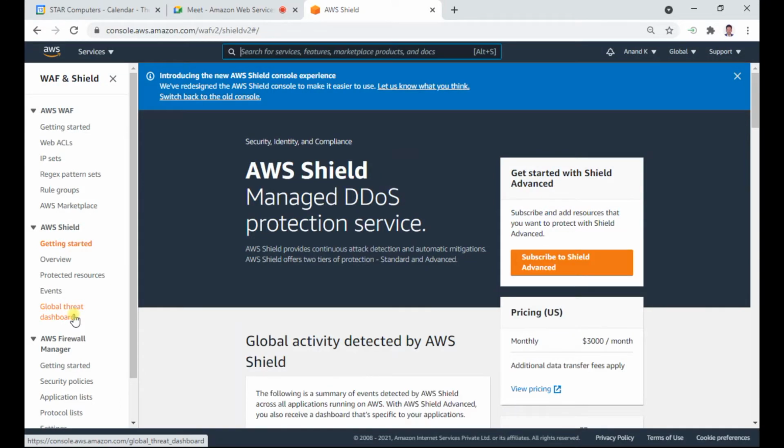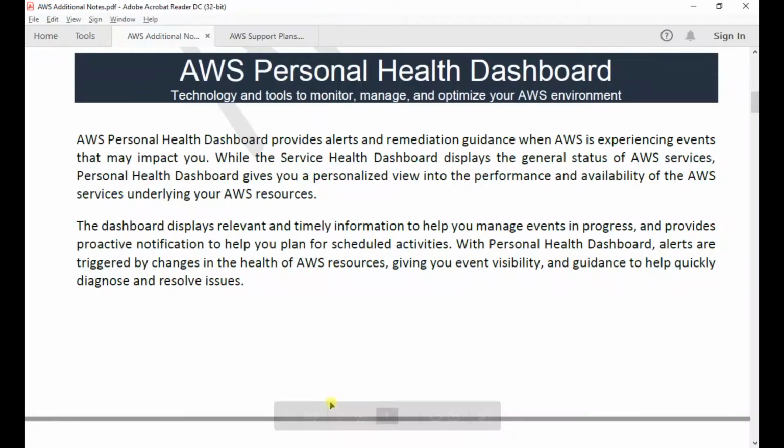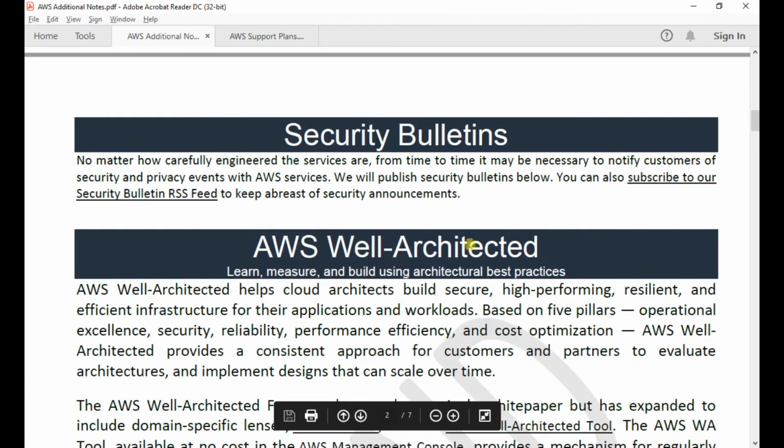These are advanced. Otherwise, the basic things are like, you can see this one, pricing is $3,000 a month, which will protect against all the infrastructure which is available. So this is in brief about the Personal Health Dashboard, and of course security bulletins. This is actually a promotional activity.